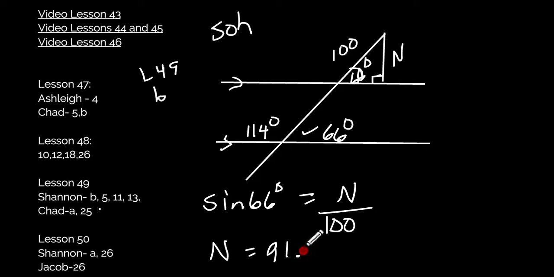0.35, which makes sense. Always check to make sure it makes sense. Okay, the long side's 100, so it's less than 100. It's not like 2 or something really weird. And there we go. That's your answer to B.